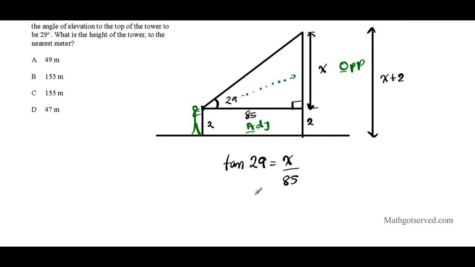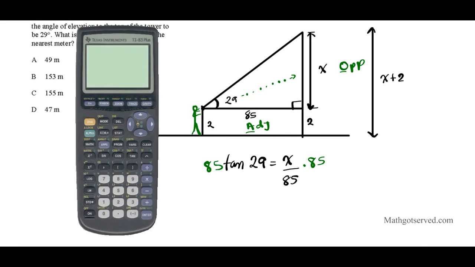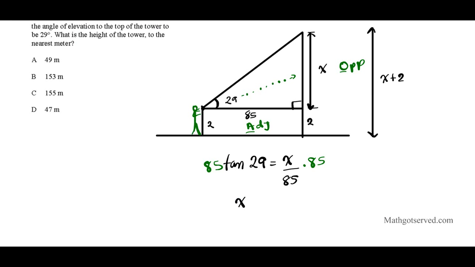So to get x by itself, we multiply both sides by 85, and then we're going to plug that into our calculator. All right, so we're going to do 85 tan 29. That will be the measure of x. So 85 tan 29, and then we get 47. It's basically 47 meters to the nearest integer. Okay? So let's go ahead and write that down. x is 47 meters.